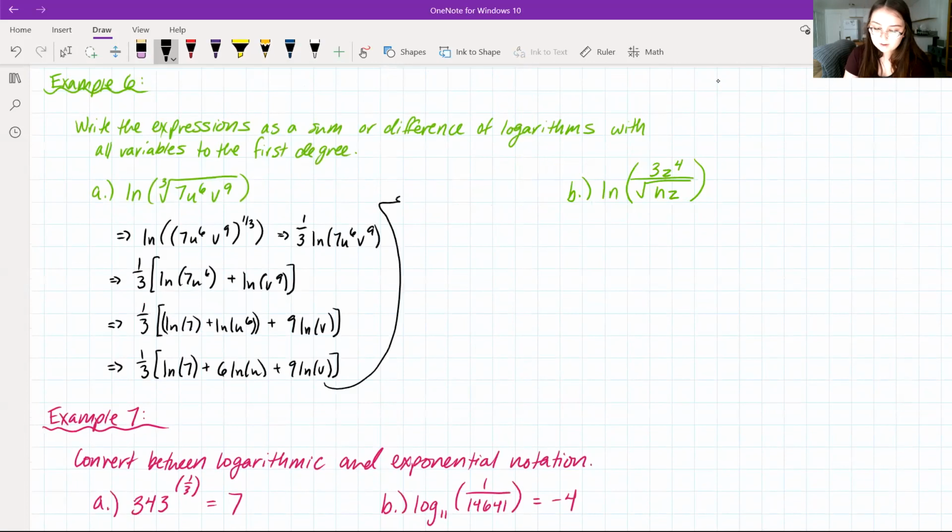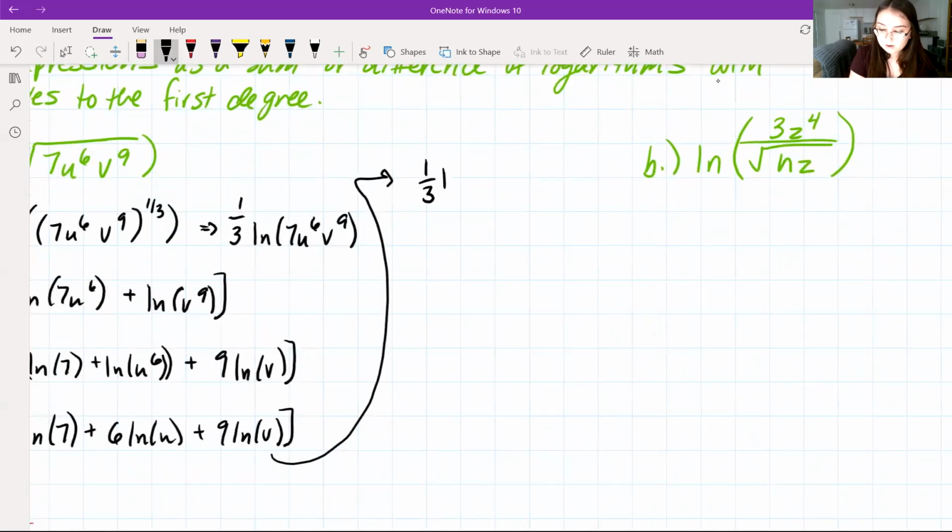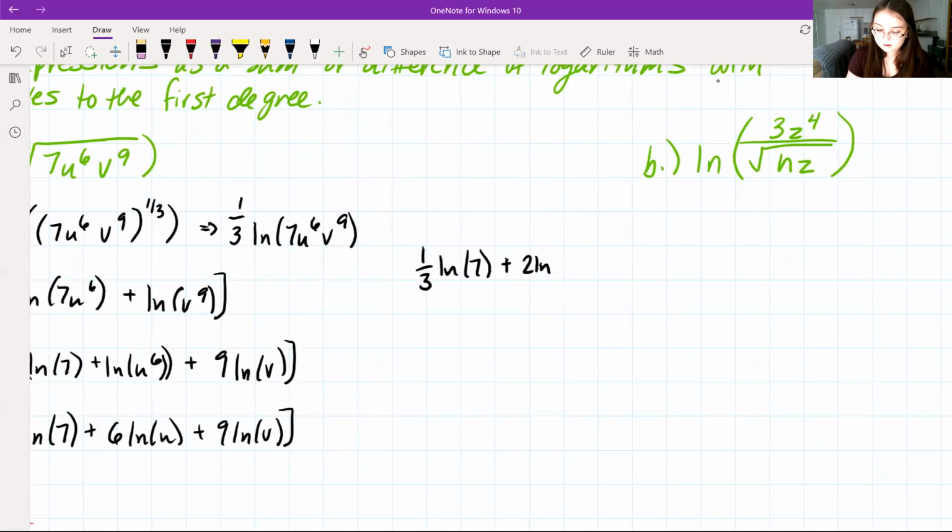What we end up getting is our final answer, because we want to simplify this term, we're going to distribute our 1/3, and we end up getting 1/3 times the natural log of 7 plus 2 times, let's move this down so it's not running into part B here. Let's pull it down to right here, replace our arrow. Then we have 2 times the natural log of u, and so as not to run into part B, we'll add our next term here, which is going to be 3 times the natural log of v.